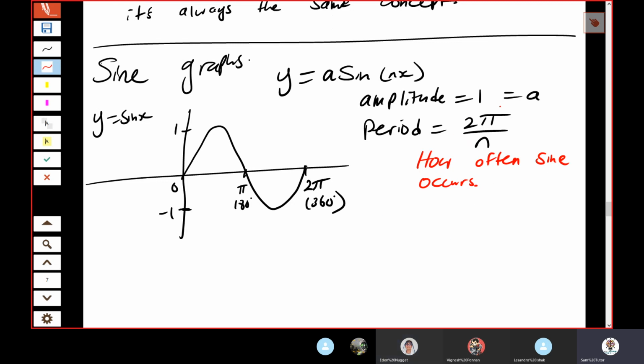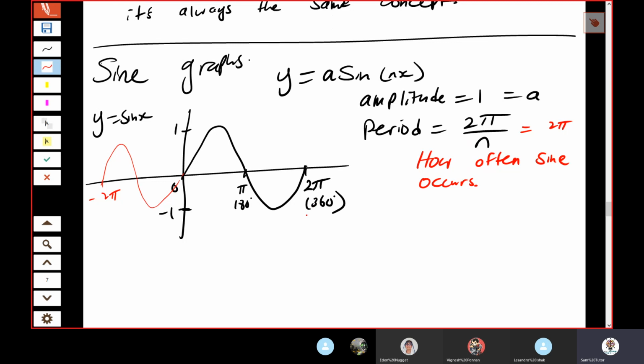So in this case, n is 1. The number in front of x is 1. Therefore, your period for this question is 2 pi. That means every 2 pi, you'll see one sine. There it is, one sine. If I had to go again, that would be 4 pi. If I had to go again, 6 pi, and so on. If I had to go backwards, that'll be negative 2 pi. So that tells me how often your function occurs. Amplitude's the number in front, and that's it.